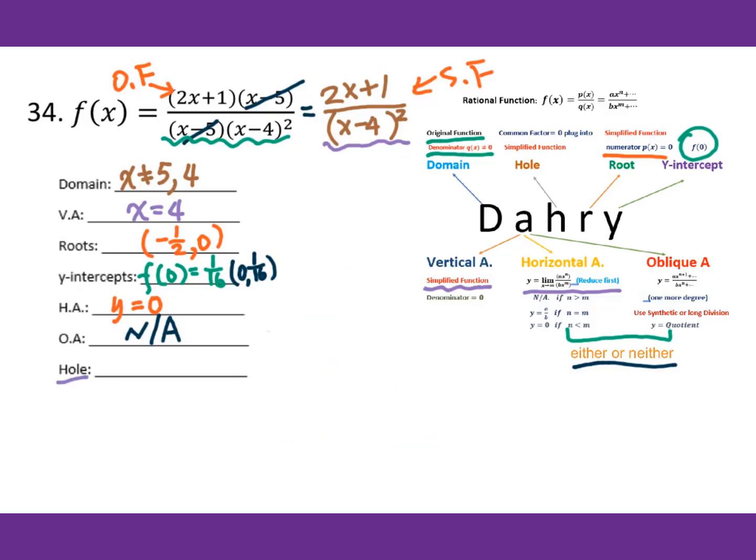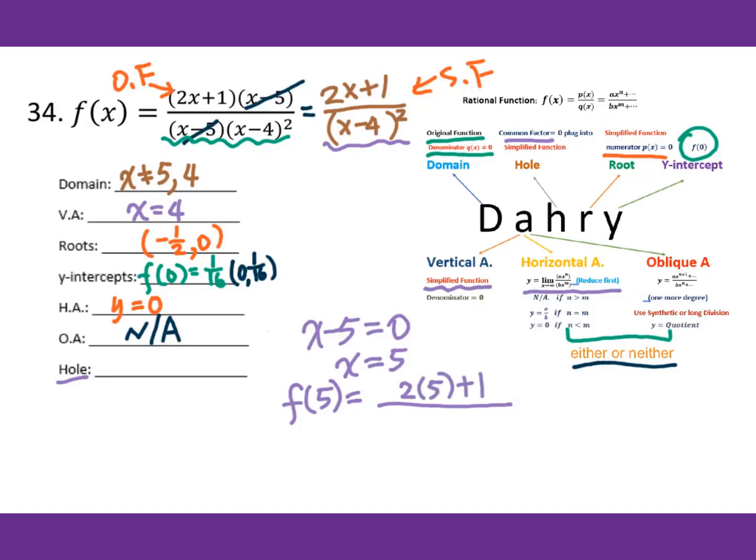For the hole, the keyword is common factor. Since we have the common factor x minus 5, we set it equal to 0, x equals 5. Then f of 5, we plug into the simplified rational function. 2 times 5 plus 1 over 5 minus 4 squared. So we got 11. Therefore, the hole will be 5, 11.